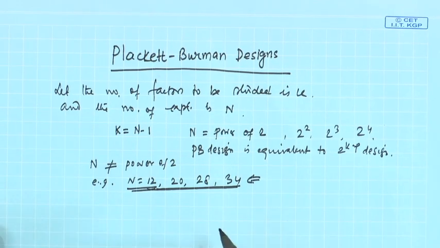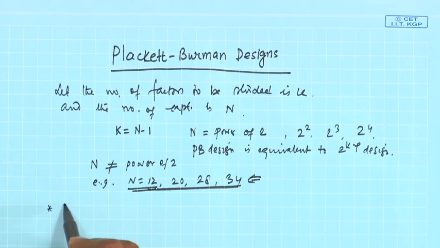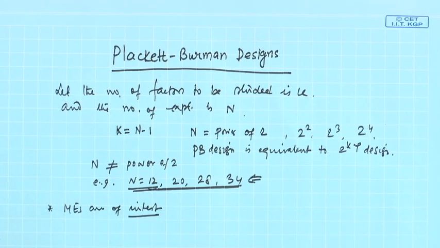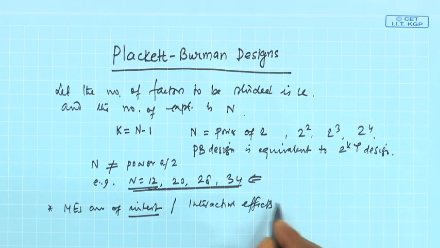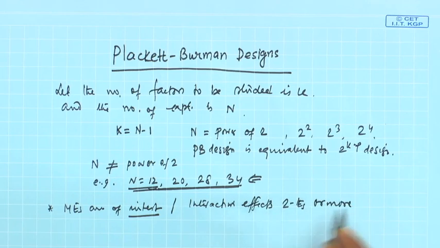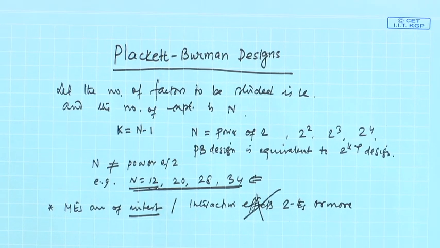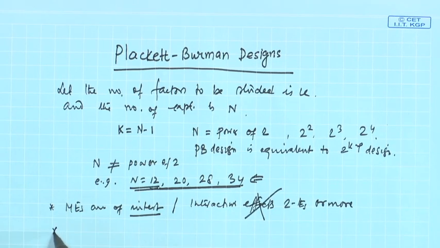So, in Plackett-Burman design often the main effects are of interest. Main effects. So, we are not interested in interaction effects, whether it is 2-factor interactions or more, this is not of interest. Okay. So, it uses standard orthogonal arrays.